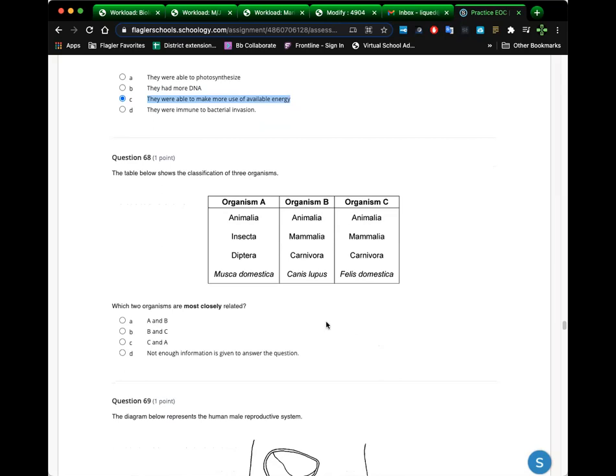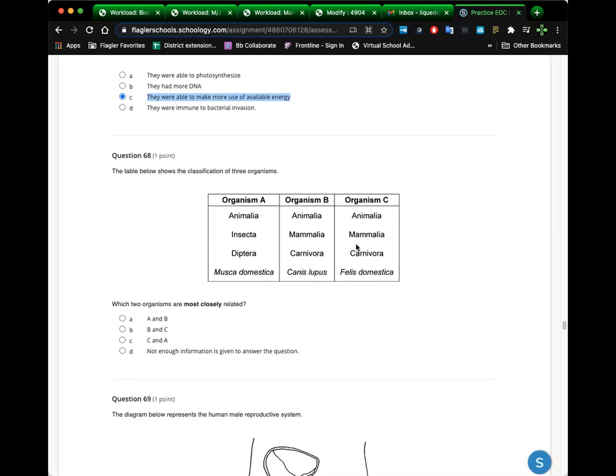All right, more closely related. Just see which ones are closely related the further you go down. So they're all animals. Okay, these two are mammals, these two are carnivores, and then that's always going to be different. So B and C.